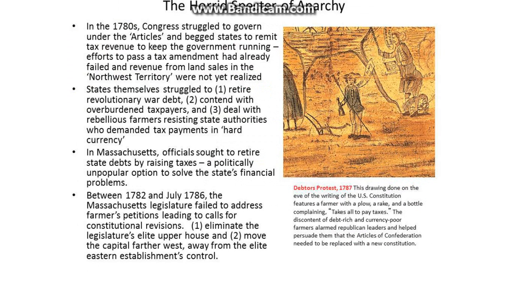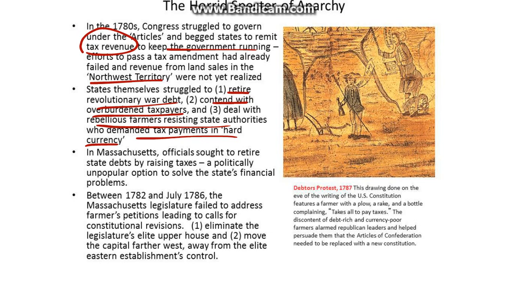In the 1780s, Congress struggled to govern under the Articles and begged states to give them tax revenue to keep the government running. Efforts to pass a tax amendment had already failed, and revenue from land sales in the Northwest Territory were not yet realized. States themselves struggled to retire Revolutionary War debts, to contend with overburdened taxpayers, and to deal with rebellious farmers resisting state authorities who demanded tax payments in hard currency.